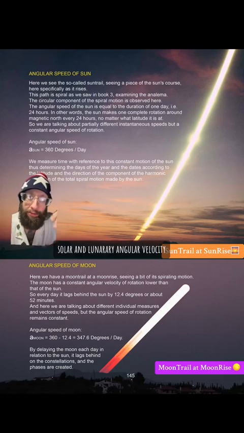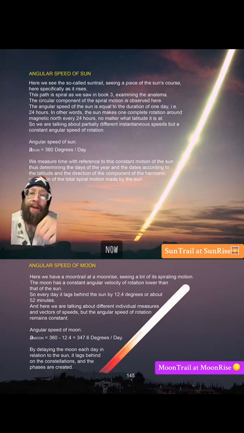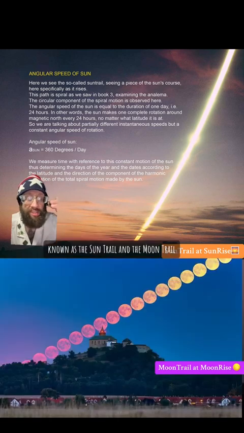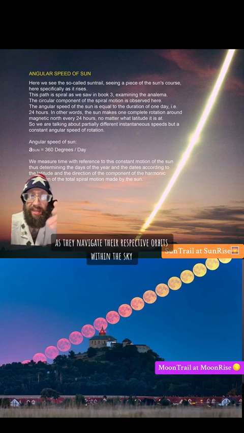Solar and lunar angular velocity. Now, the geocentric mechanics of the sun and the moon exhibit celestial trajectories known as the suntrail and the moontrail that these luminaries trace as they navigate their respective orbits within the sky.